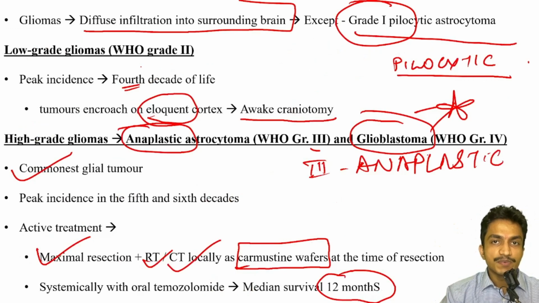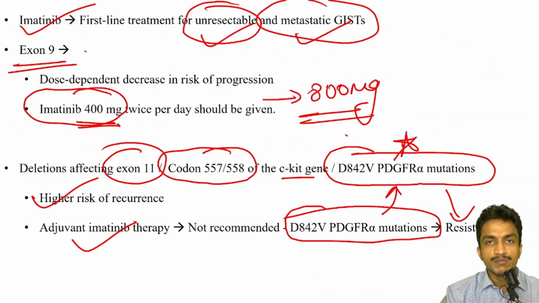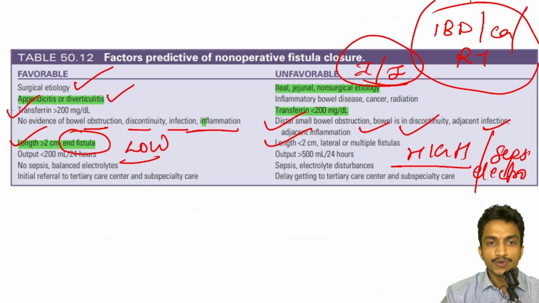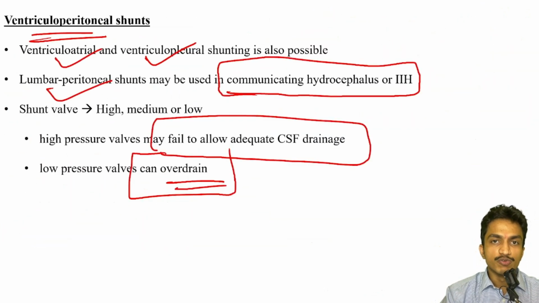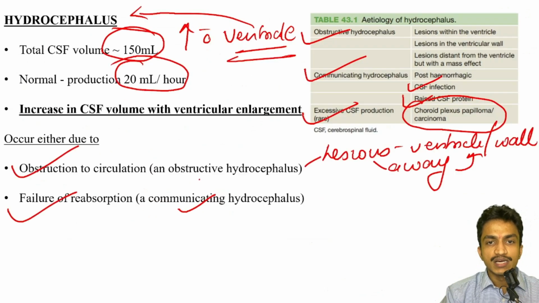So this is the first part. I have covered the most important portions from neuro and especially the colorectal and the small intestinal tumors in this. So I hope it is clear. Just go through this. It will help you to answer any question if asked from these topics.